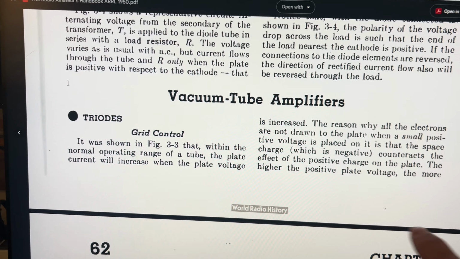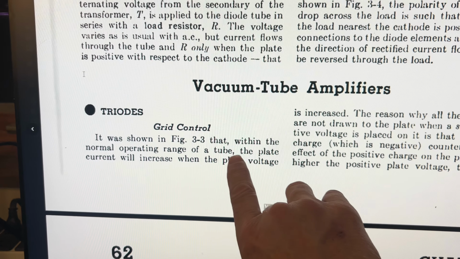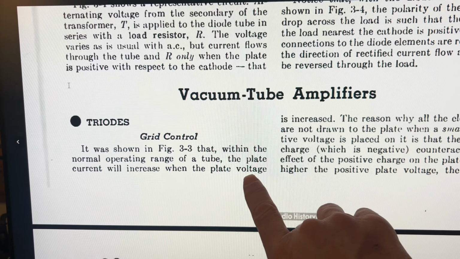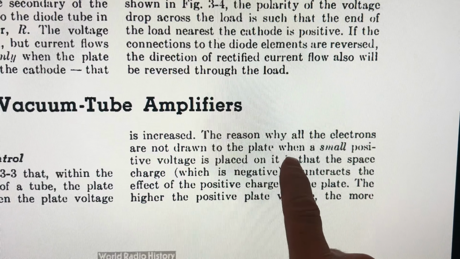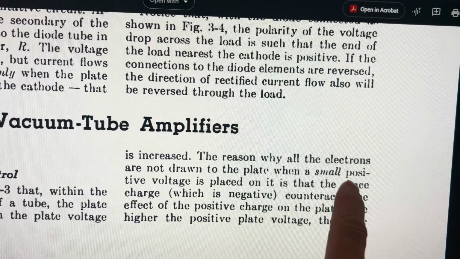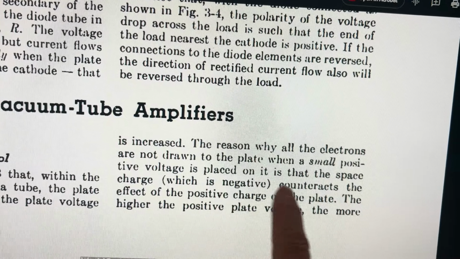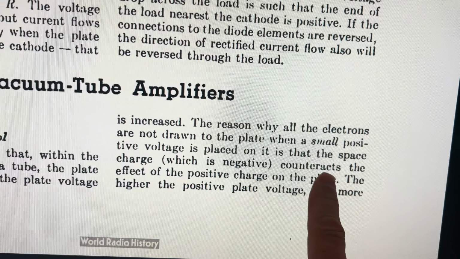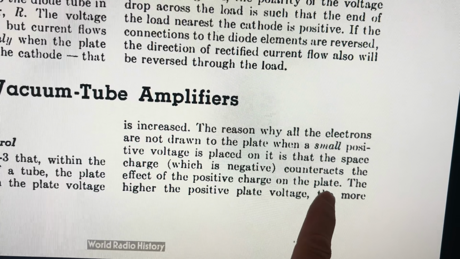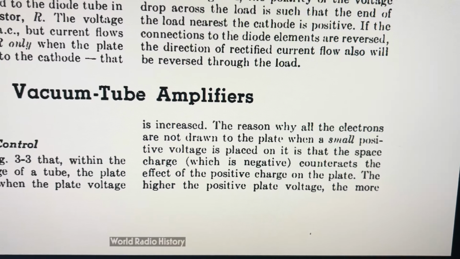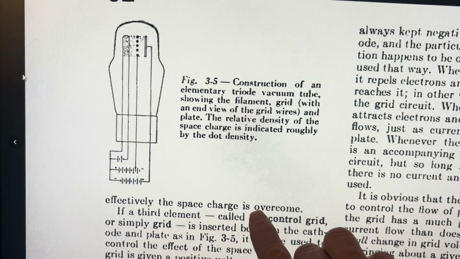This part here, I guess I might as well read it. Within normal operating range of a tube, the plate current will increase when plate voltage is increased. The reason why all electrons are not drawn to the plate when a small positive voltage is placed on it is that the space charge, which is negative, counteracts the effect of the positive charge on the plate. The higher the positive charge, the more effectively the space charge is overcome.